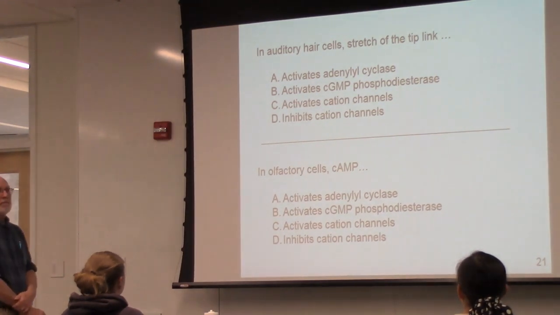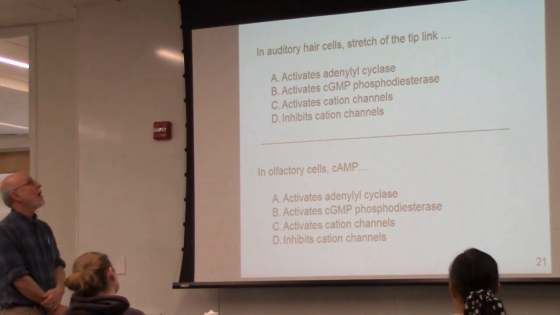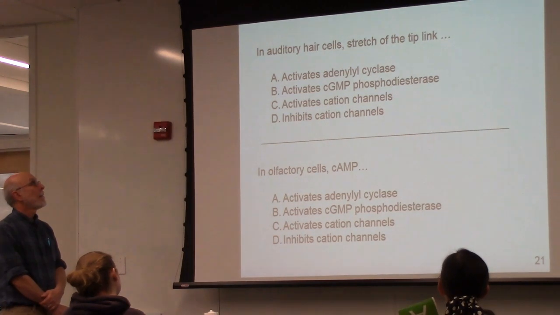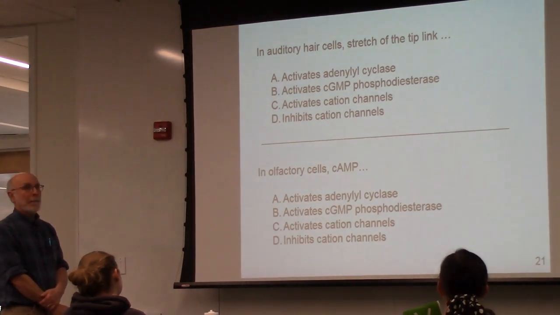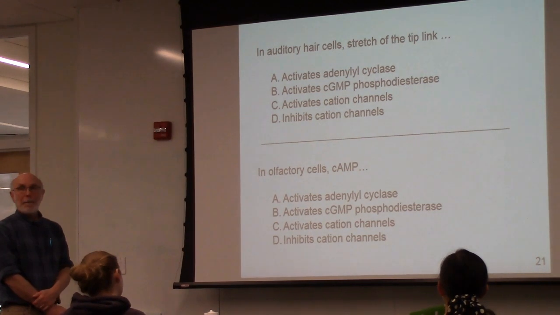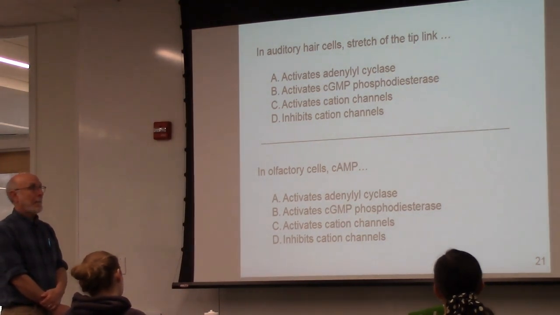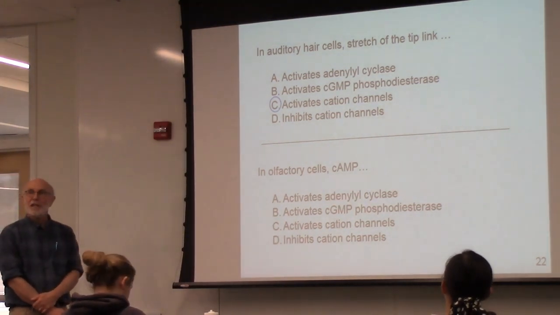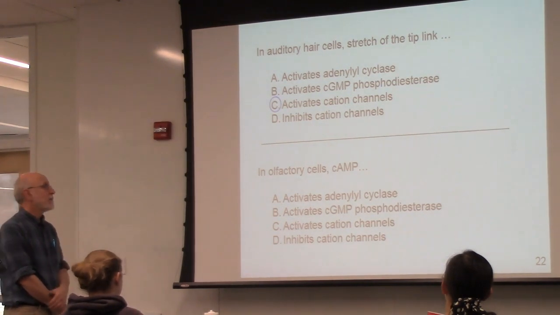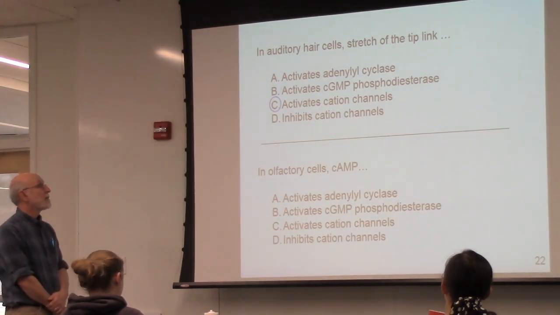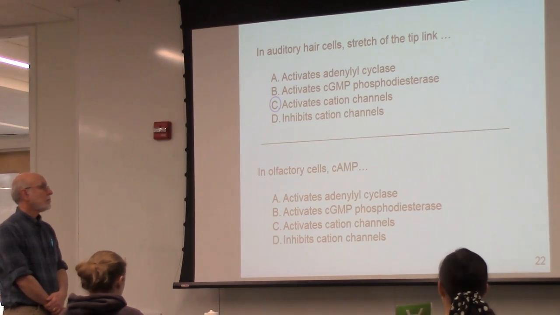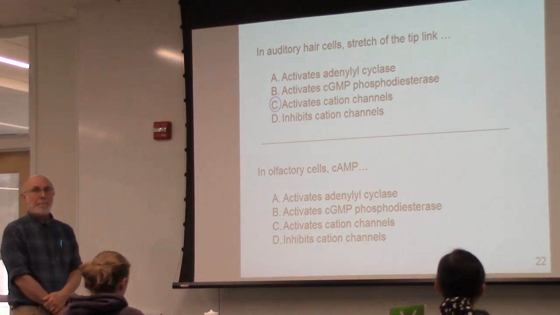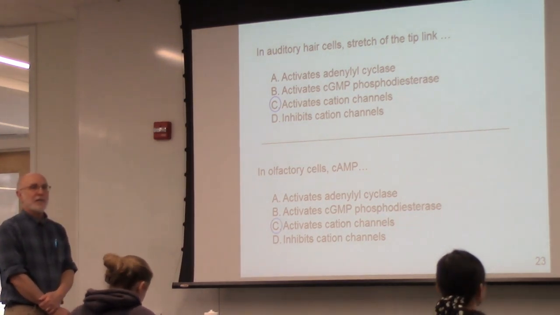Maybe this will be the last one. In auditory hair cells, stretch of the tip link activates the cation channel, and that's what depolarizes the hair cell, causing calcium influx and neurotransmitter release. In olfactory cells, cyclic AMP activates cation channels. We just did that.